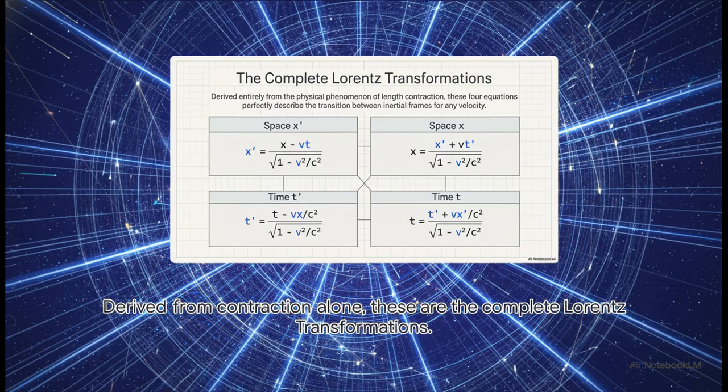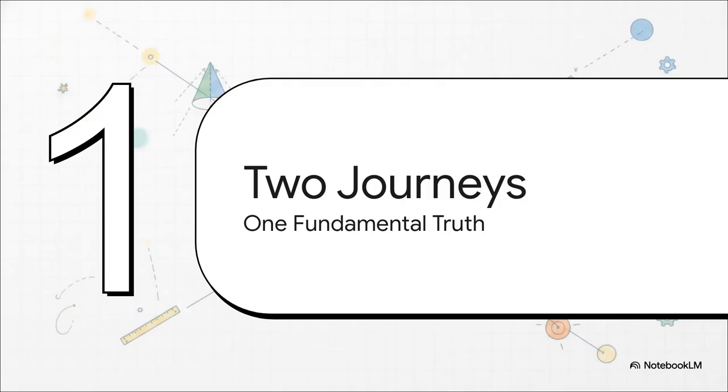By starting only with the physical reality of length contraction, we have derived the exact same set of equations. These are the complete Lorentz transformations, the fundamental rules that tell us exactly how to translate measurements of space and time between any 2 moving perspectives. It's incredible. So, what does this all mean? We've taken 2 completely different logical journeys, but we ended up at the exact same destination. What does that tell us about the universe?